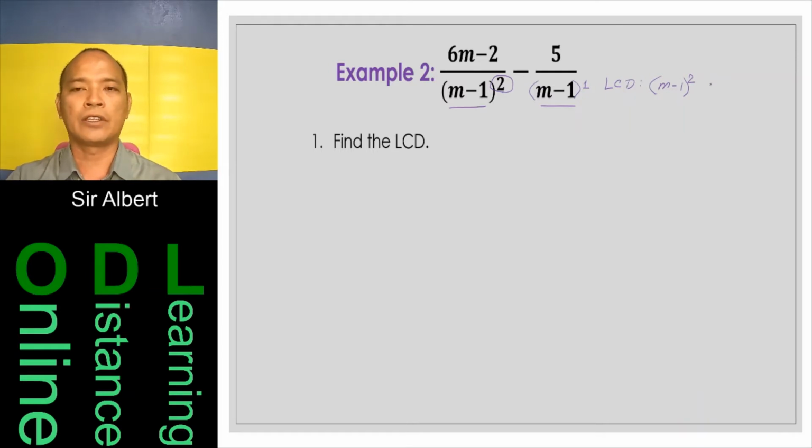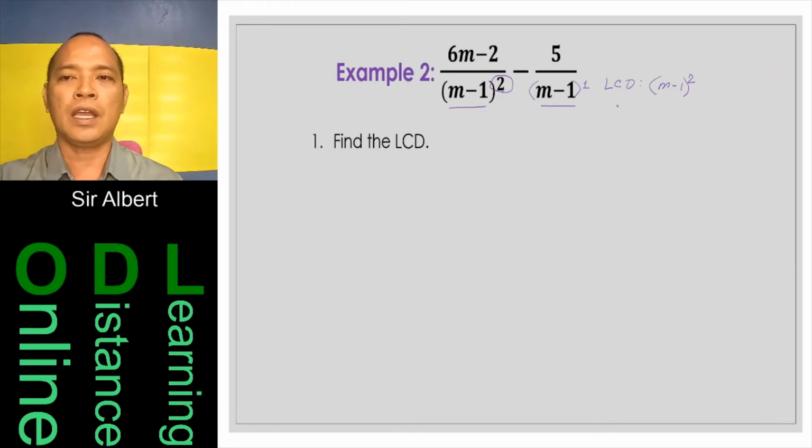There is no other factor common to both of them, so we move on to the next step in identifying the LCD, which is to get the not common factor or factors. Between these denominators, there is no factor that is not common to both of them. So our LCD is going to be (m-1) squared.